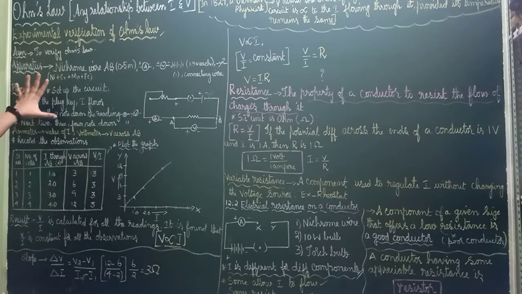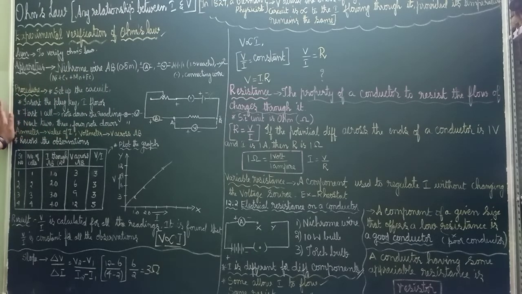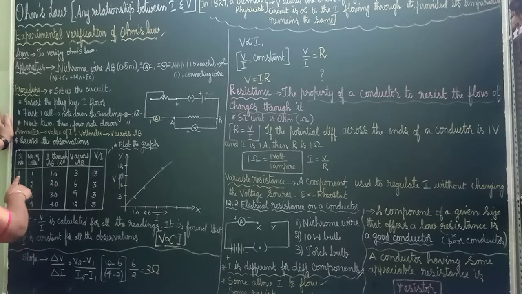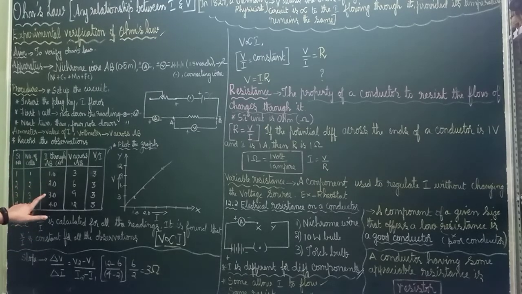So now we have taken all the things. Whatever I said, I have written here as points. Then we should record the observation. See the tabular column. Serial number 1, 2, 3, 4. 4 cells I have added, so first cell, second cell, third cell, fourth cell. Current: 1 amp, 2 amps, 3 amps, 4 amps. In the voltmeter, when I checked the reading, it was 3, 6, 9, 12.